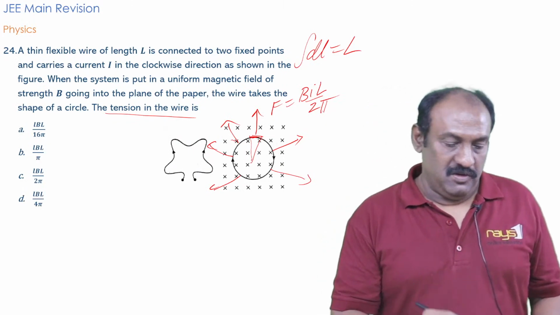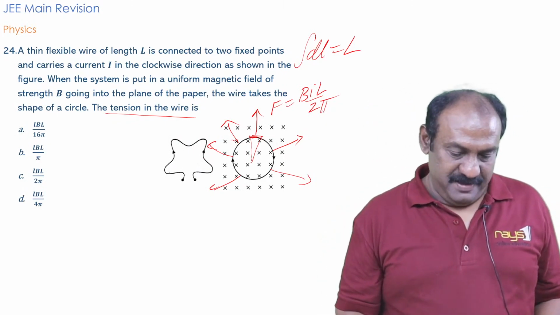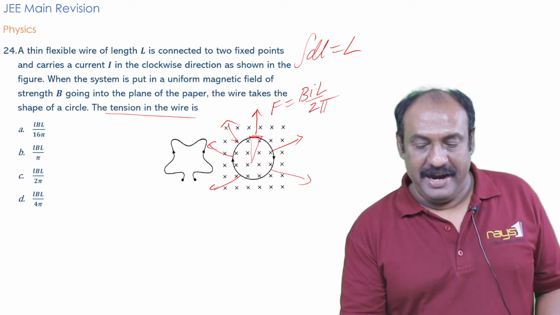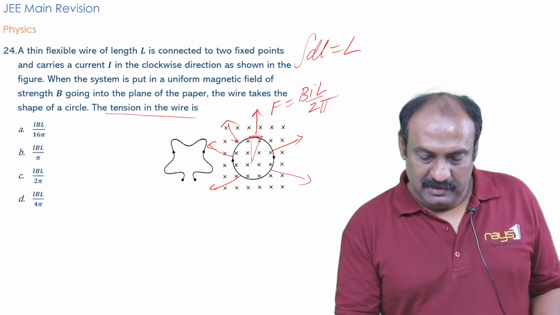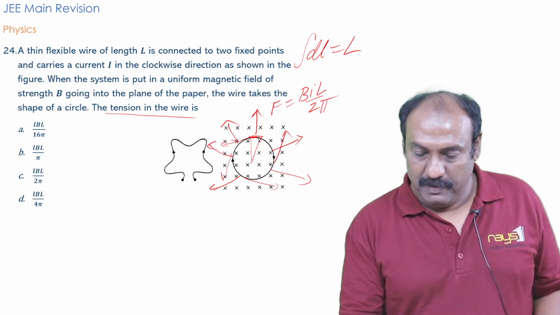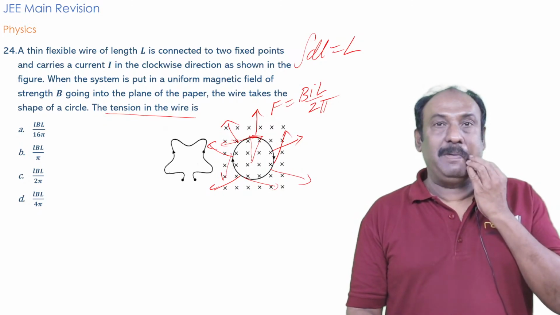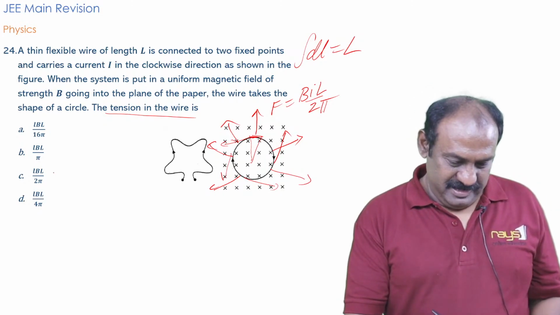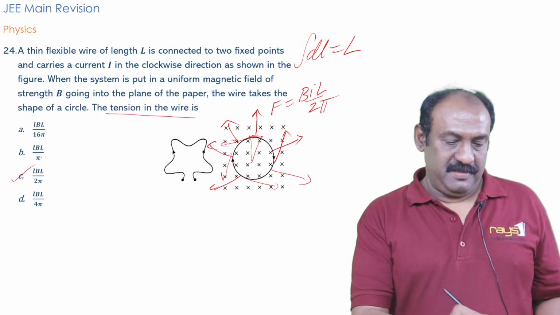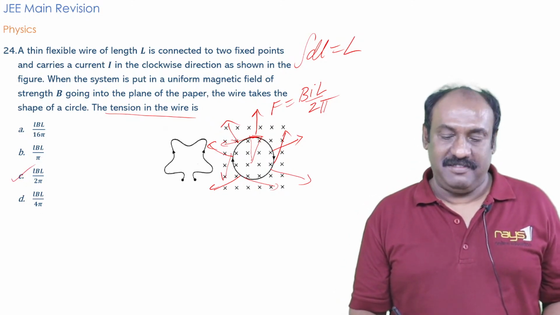Okay. So the answer is BIL by pi. This is the force due to the magnetic field. So at this point, the tension is BIL by 2 pi is the answer. So where is BIL by 2 pi? Yes, the answer is C. For question number 24, the answer is C.